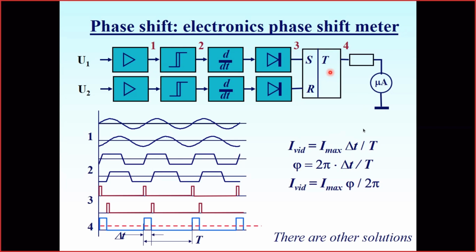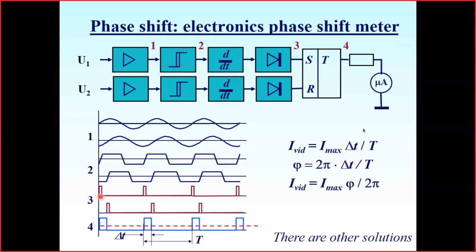For such a trigger, the state when both S and R are at a high level, both at 1, is just prohibited. We are not allowed to let such a condition occur. So we have to design our circuit in such a way that we always prevent the situation when both S and R are at 1.